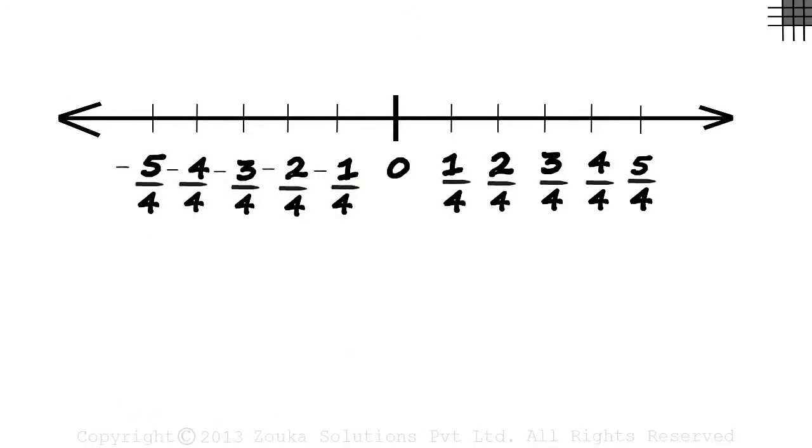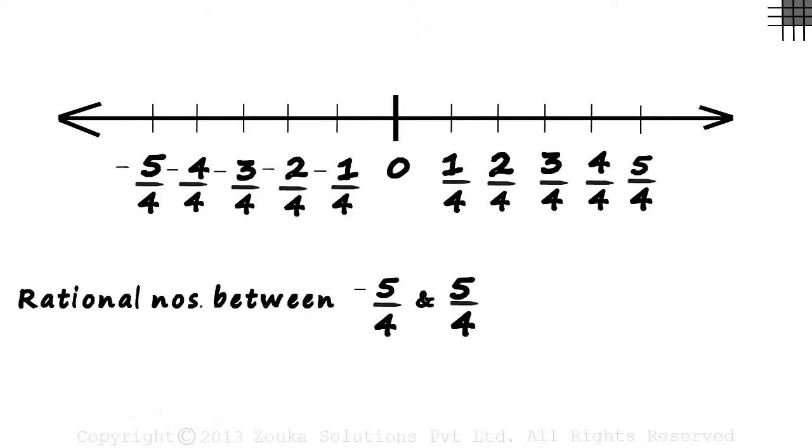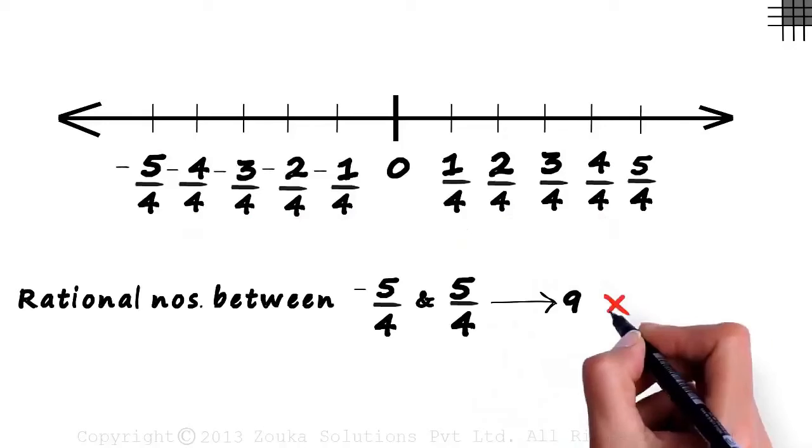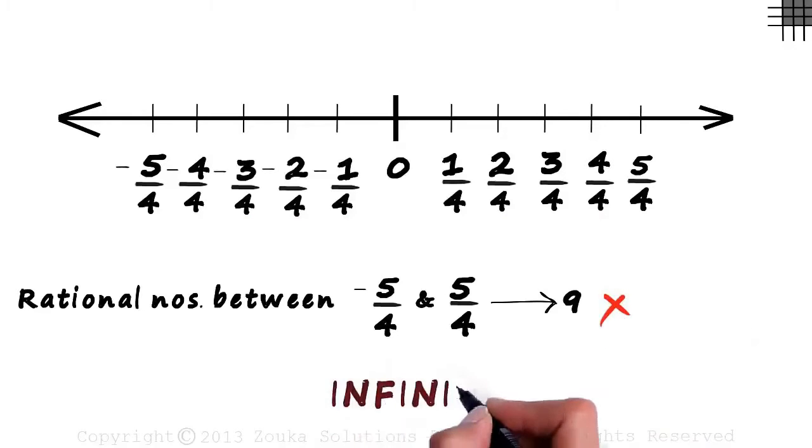Now let me ask you a similar question. How many rational numbers exist between minus 5 by 4 and 5 by 4? If you count the numbers on the board, you will see 9 rational numbers. Is that the correct answer? No, the correct answer is infinite. There are infinite rational numbers between any two rational numbers. We will see why in the coming videos.